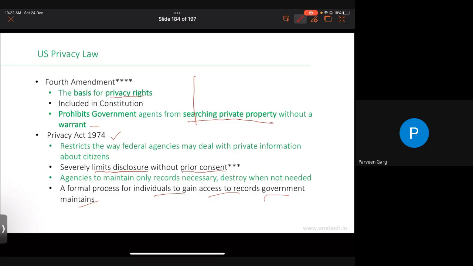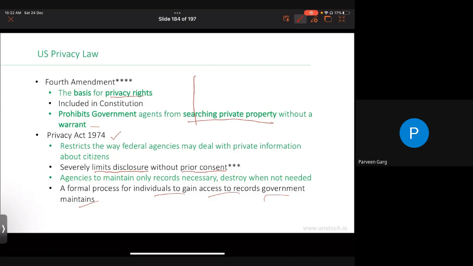The Privacy Act gave you power in legal terms. Suppose tomorrow cops come and enter your house without a warrant. Now you want to pursue it legally. You can pursue it under the Privacy Act 1974. Nobody can violate it.